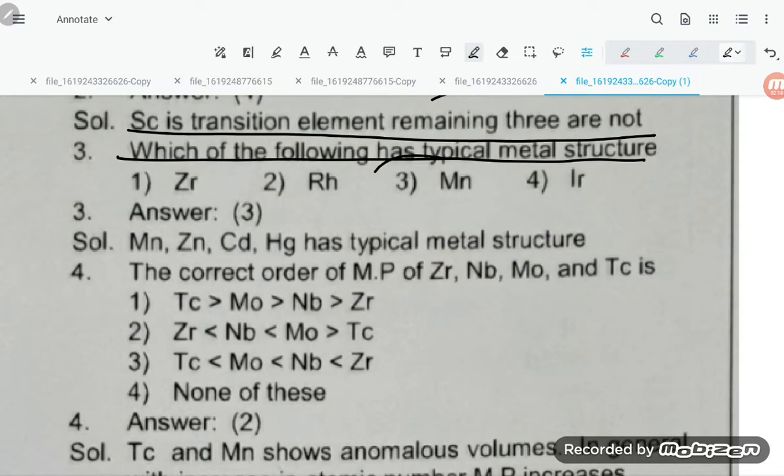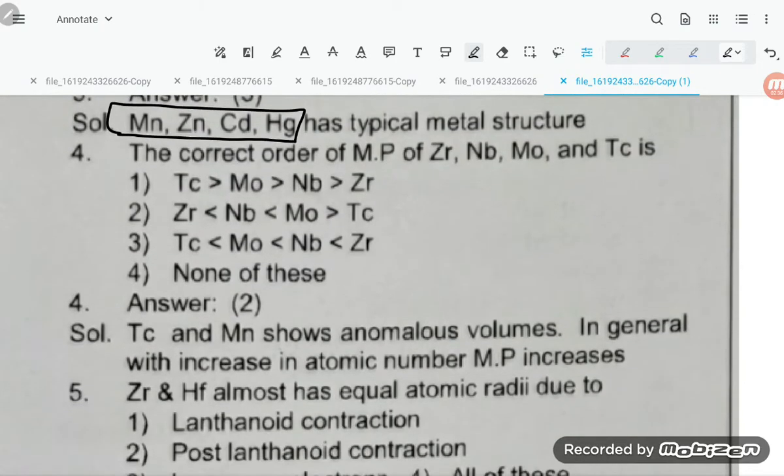Which of the following has the typical metal structure? Manganese does not have the typical metal structure; Zn, Cd and Hg have the typical metal structure. Okay students, now let us see the next one.